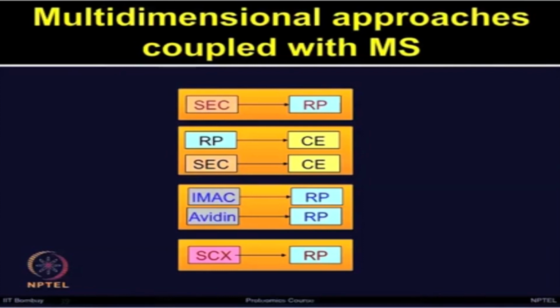We have talked about size exclusion chromatography, which separates proteins based on size or molecular weight, and reverse phase, based on hydrophobicity. Then we have capillary electrophoresis, which separates based on charge. IMAC is affinity-based interaction, reverse phase is again hydrophobicity, and strong cation exchange is based on charge. So, these are the different methods which we have discussed. Now we are looking at how combinations of these can be applied for proteomic investigations.